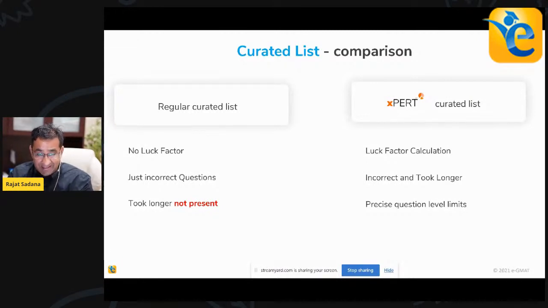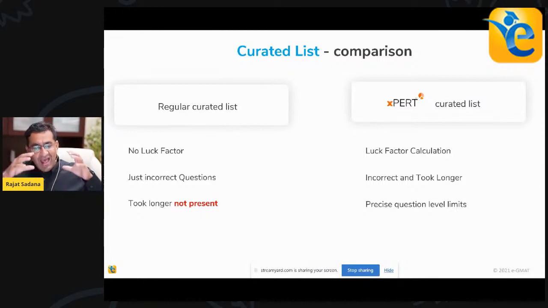Also, one of the biggest things that's not there is questions on which you took longer. Those questions are not present. And in the absence of that, you tell yourself you have a timing issue. Whereas in reality, your timing issues are ability issues on those specific questions, which morph themselves as timing issues. With the expert curated list, you get the list of questions where you have timing issues. And with the detailed solutions there, you can fix those timing issues right then and there.